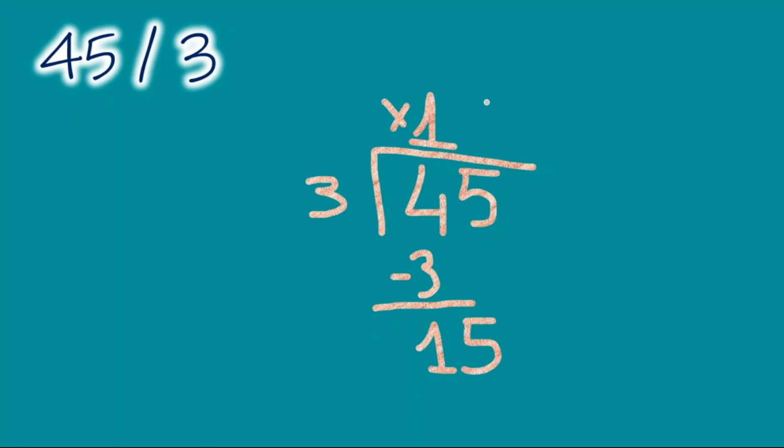5. And then I would say, okay, 5 times 3 is 15. So I put the 15 here. And when I subtract, 0 and done. But to me, it's more confusing.